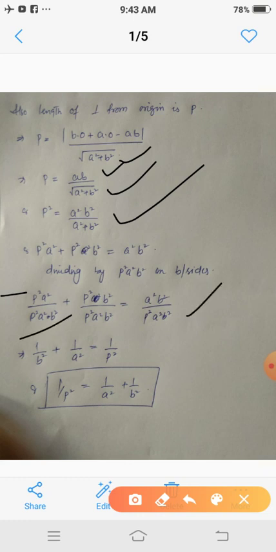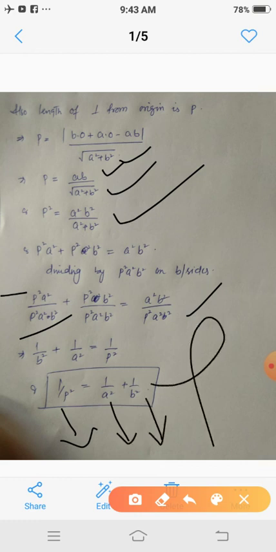Cancelling the common terms, we get 1 upon b square plus 1 upon a square equals 1 upon p square. Now addition is commutative, which implies that 1 upon p square equals 1 upon a square plus 1 upon b square. Hence in this way we proved that 1 upon p square is 1 upon a square plus 1 upon b square, if the perpendicular from the origin is of length p, on the line whose intercepts are a and b on the x and y axes respectively.